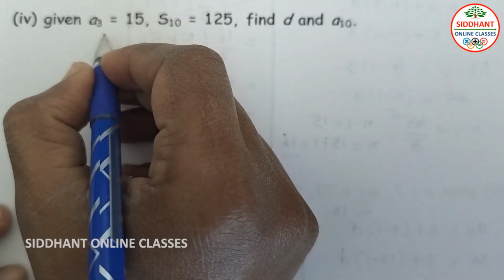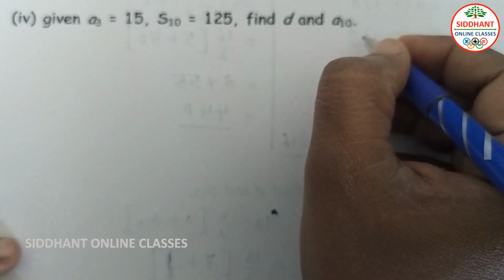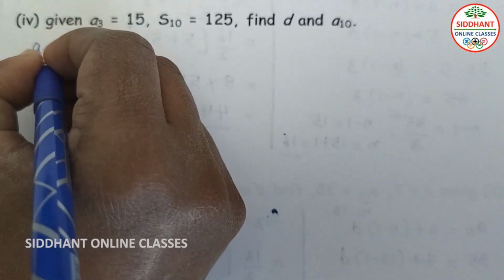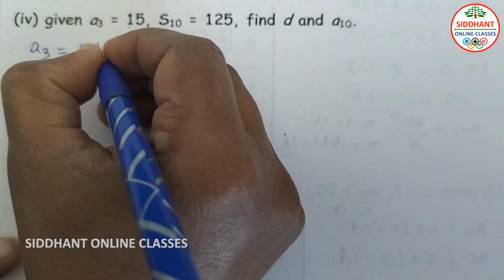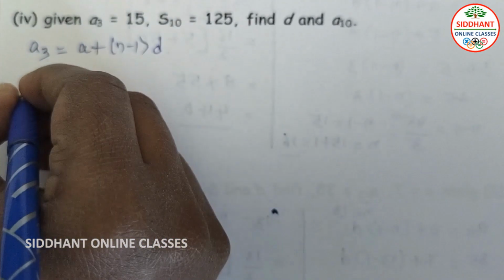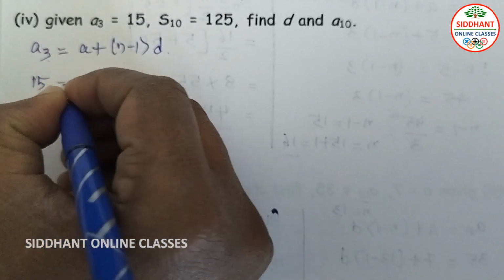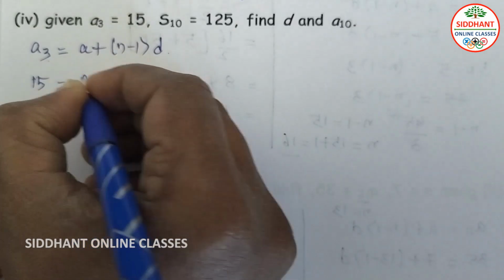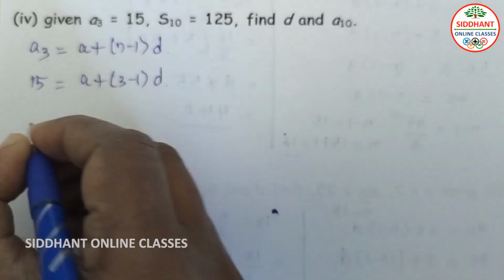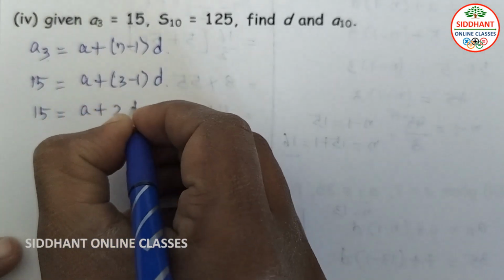Fourth one: given a3 equal to 15, S10 equal to 125. Find d and a. So a3 equals a plus n minus 1 d. a3 is given, that is 15, equal to a plus, with n as 3, 3 minus 1 times d. So now 15 equals a plus 2d.